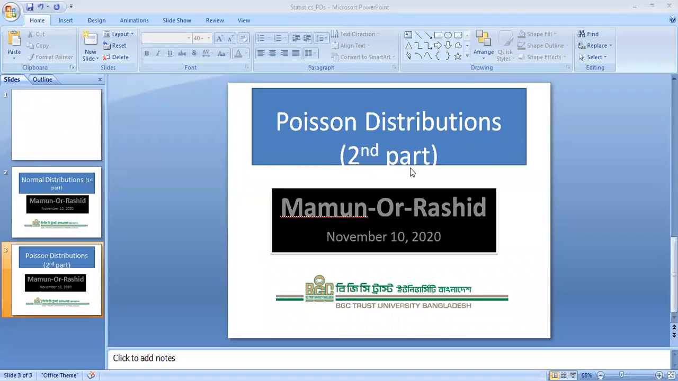Connecting with this, we'll study the real life application of Poisson distribution in this part, and discuss different types of examples which are really applied in our real life. Previously, we solved 4 examples as a part of the first part. Now the rest of the part will be started.